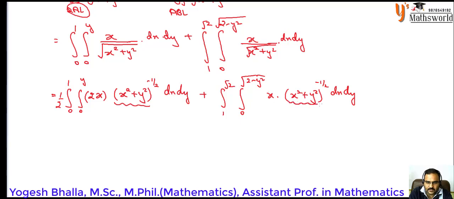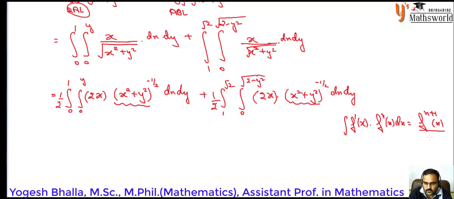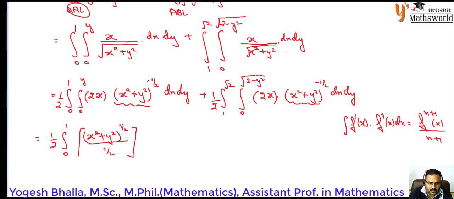Again, since it has a derivative 2x, we multiply by 2 and divide by 2. Now we are going to utilize the property: integral of f'(x) into f^n(x) dx is equal to f(x) raised to n plus 1 over n plus 1. So 1 by 2, 0 to 1. Now it will be (x square plus y square) raised to minus 1 by 2 plus 1, that will be 1 by 2 over 1 by 2 within the limit 0 to y, dy.